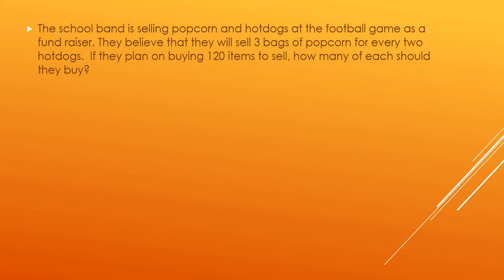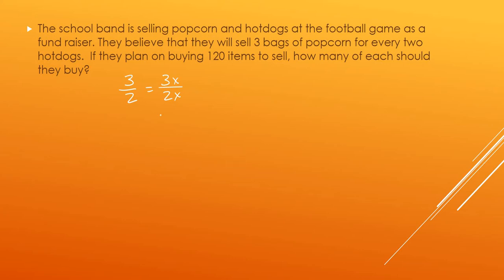So how am I going to use ratios? The school band is selling popcorn and hot dogs at the football game as a fundraiser. They think they will sell 3 bags of popcorn for every 2 hot dogs. They want to buy 120 items to sell, and how many of each should they buy? So I'm looking for a ratio of 3 to 2 that when I add the top and the bottom will give me 120. So 3 times something over 2 times something, because that would be an equivalent ratio, should add up to 120.